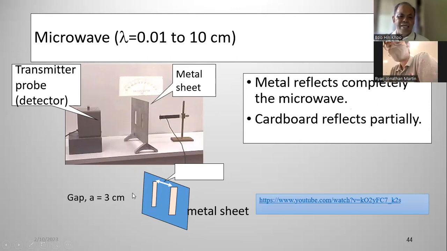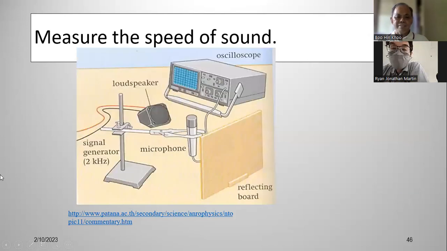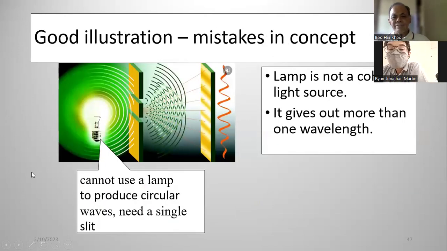So the aperture size is about 3 cm. The distance between the apertures is about 6 cm. These are the same thing, just a different way of drawing. A lamp is not a coherent light source. You can get it from the internet, but be careful. The lamp has to be a monochromatic source. A lamp is a white light source. It gives out more than one color of light. So you cannot use a lamp to produce a circular wave. You need a single slit.